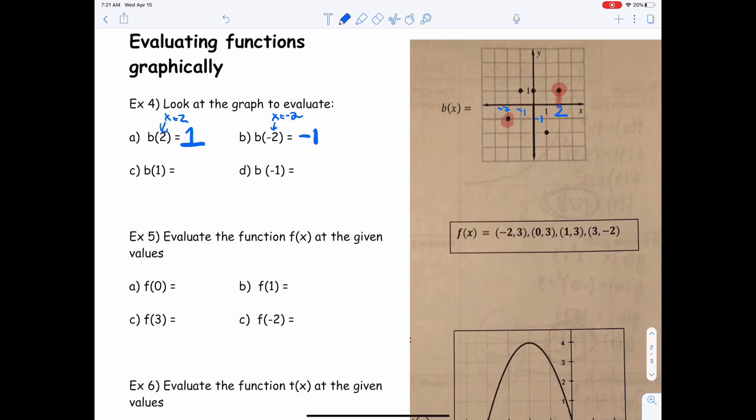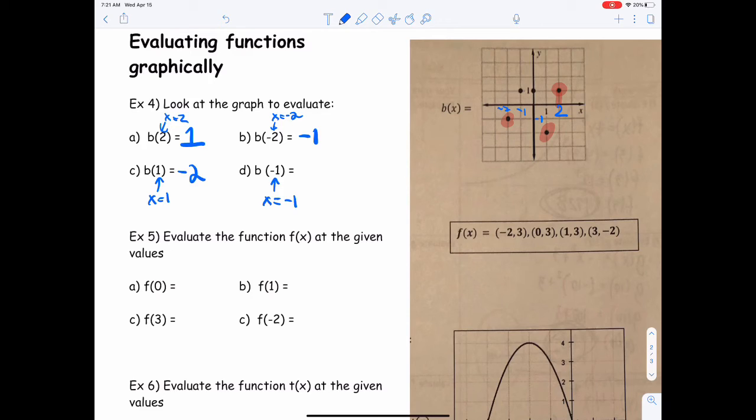All right. Next one, b of 1. So go to where x equals 1 on your graph. And what's the y value? Pause the video. What's the y value that goes with it? Should be this one. So what's that y value? -2. That's all. Go to the x value and see what the y is.